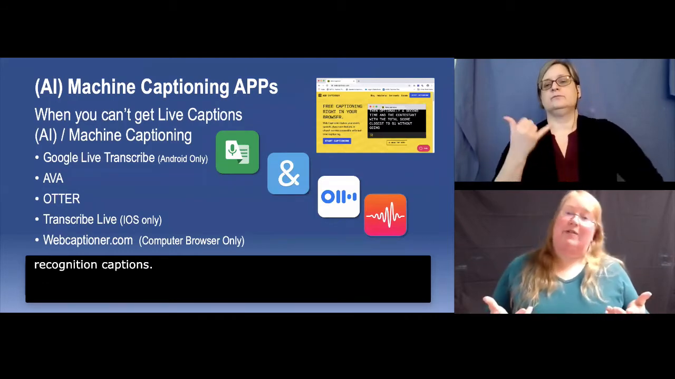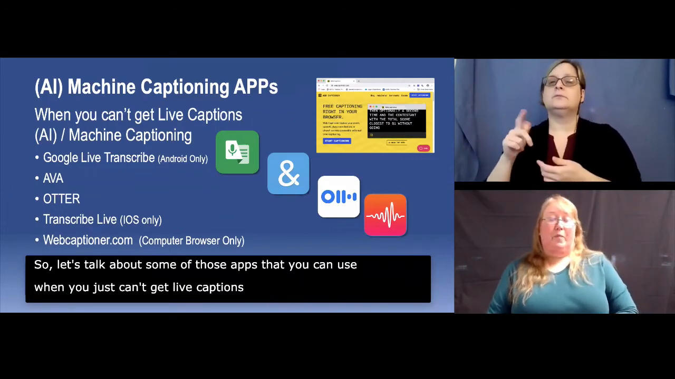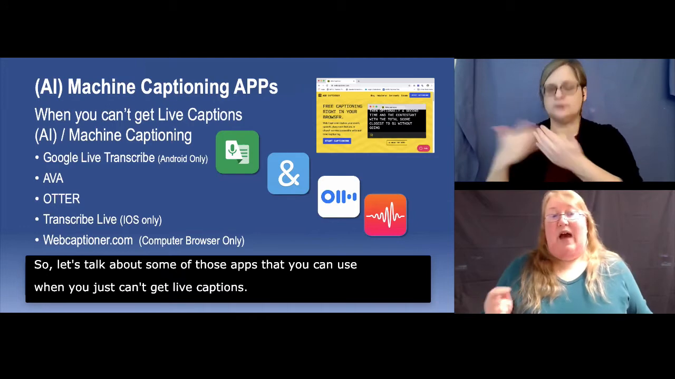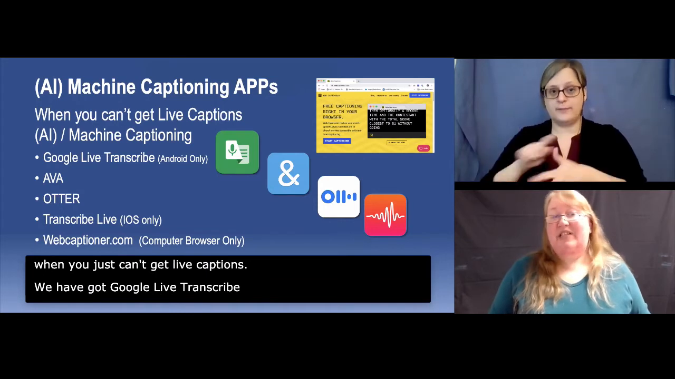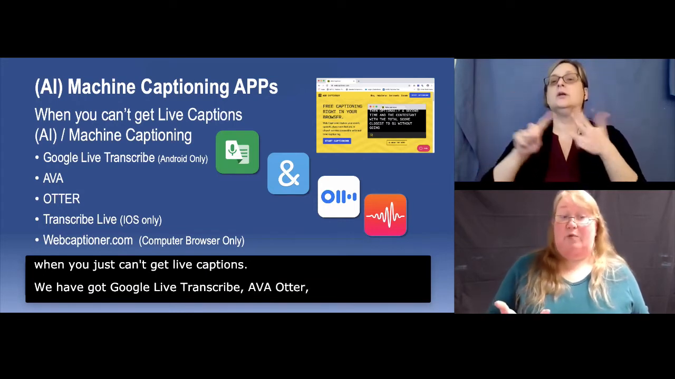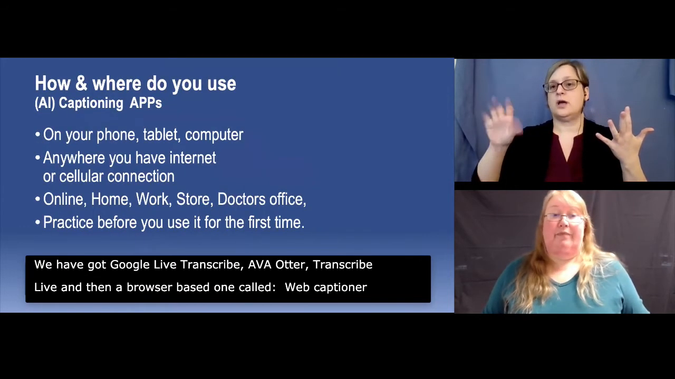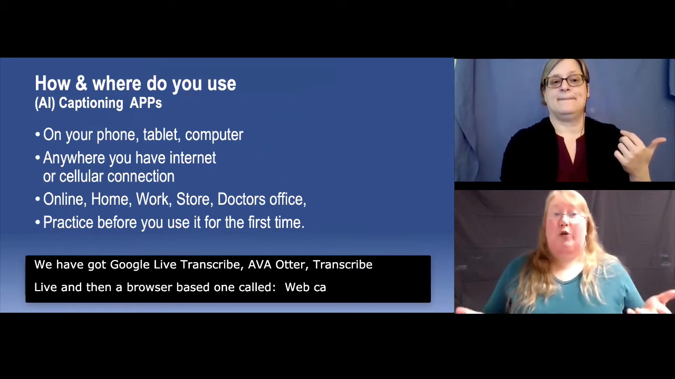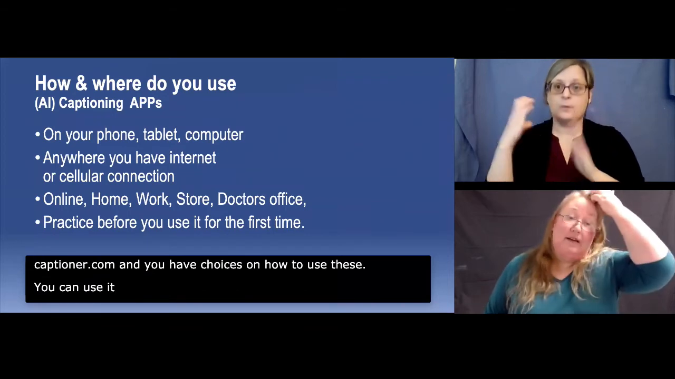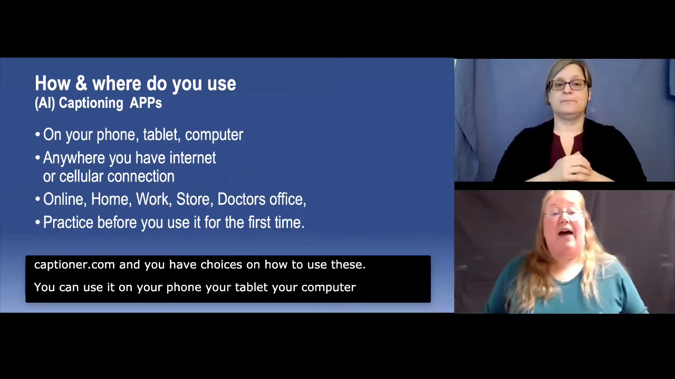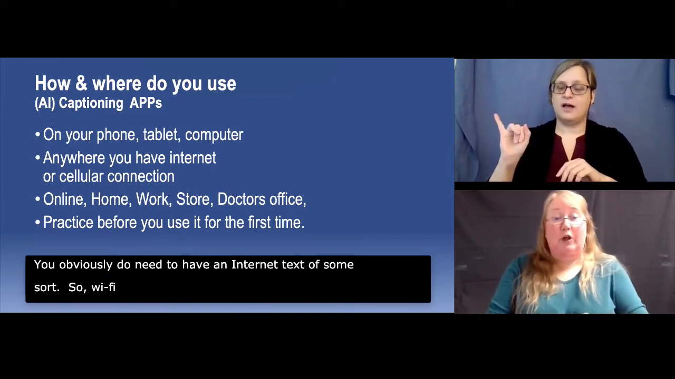So let's talk about some of those apps that you can use when you just can't get live captions. We've got Google Live Transcribe, Ava, Otter, Transcribed Live, and then a browser-based one called webcaptioner.com. And you have choices on how to use these. You can use it on your phone, your tablet, your computer. You obviously do need to have an internet connection of some sort. So Wi-Fi, Ethernet, cellular connection.